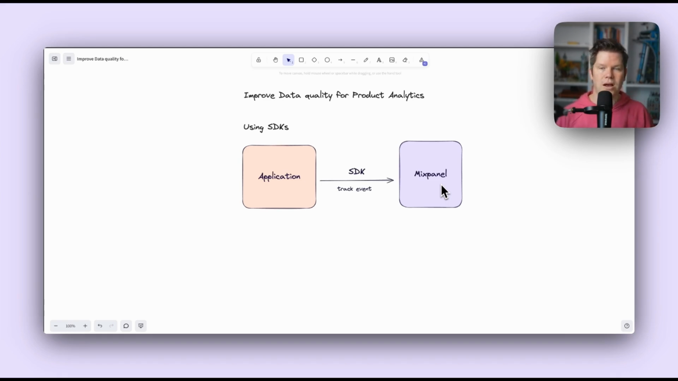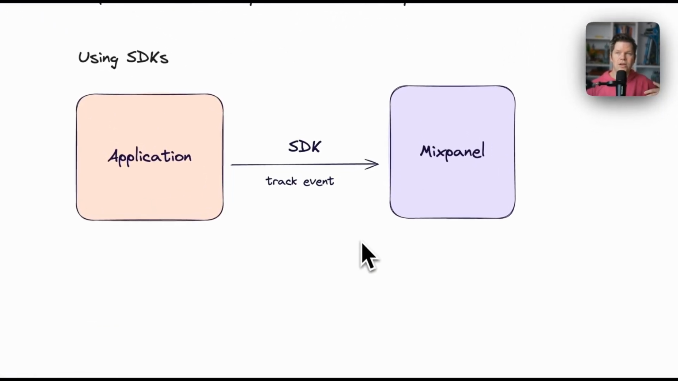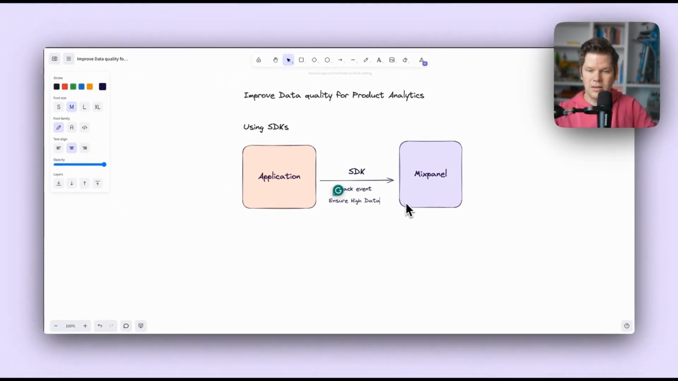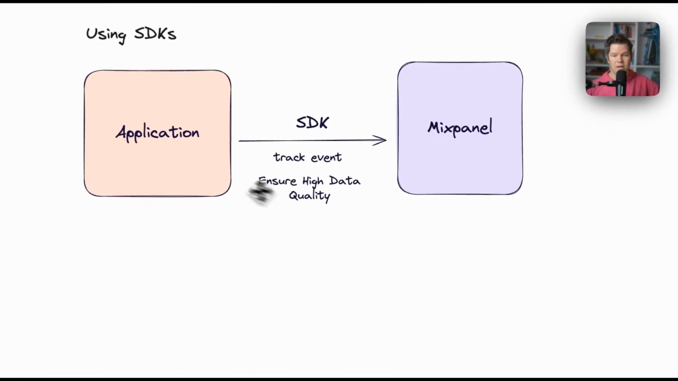This is the way we do analytics now for, let's say, 15 years, I would say. It's a very established technology. And this is the good thing: these tracking SDKs include things to ensure high data quality. What they're trying to do is to ensure the delivery of the events to Mixpanel. Because there are things that can go wrong from here to here.